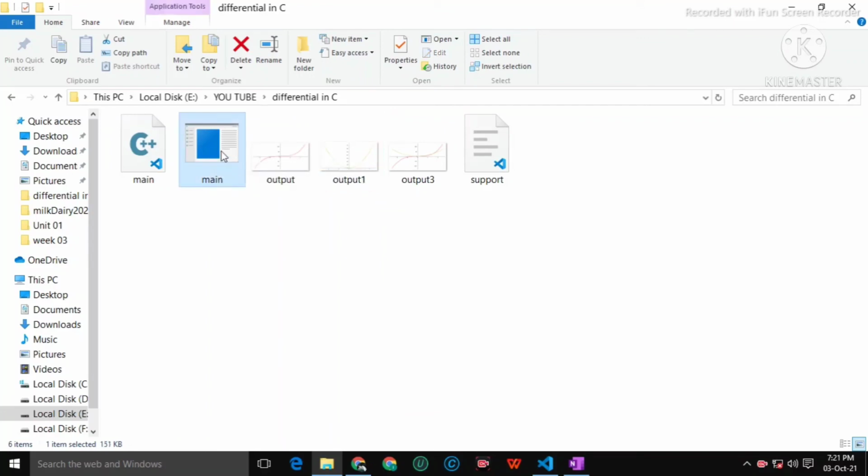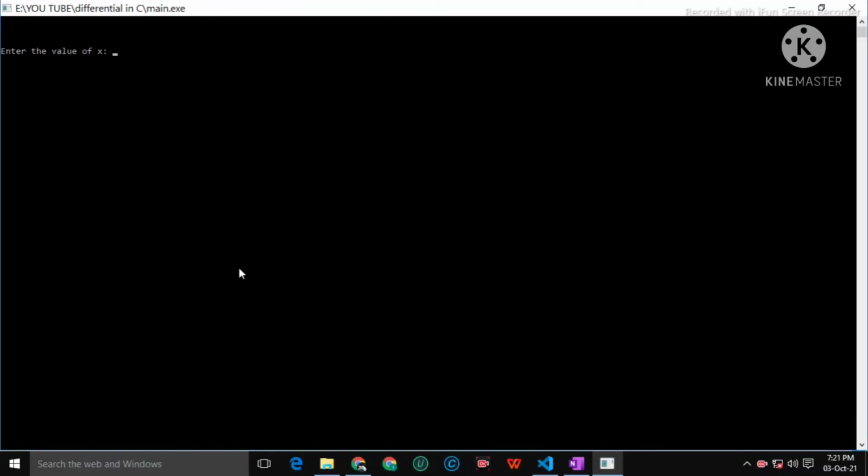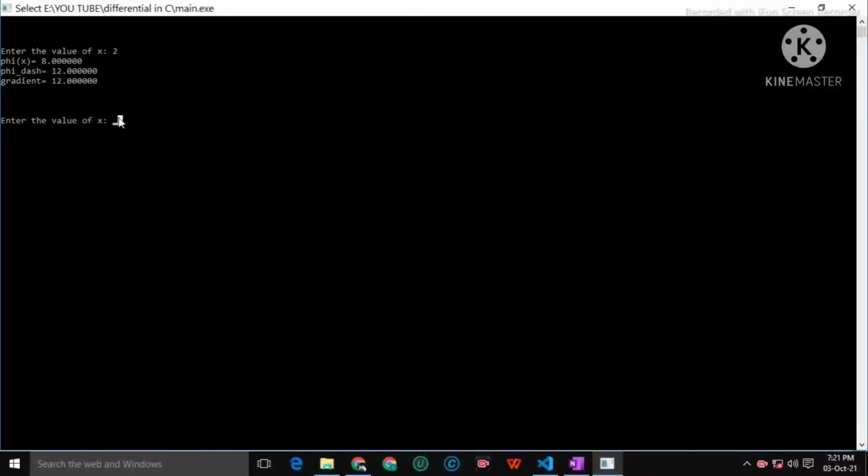Again I'm going to just run the exe file, and this time we are going to give the value 2. So 2 would give us 8, because 2 cubed is 8, and then 3 into 4 is 12. So I guess this gives you quite an intuition about how differentiation is working. Similar with 5.